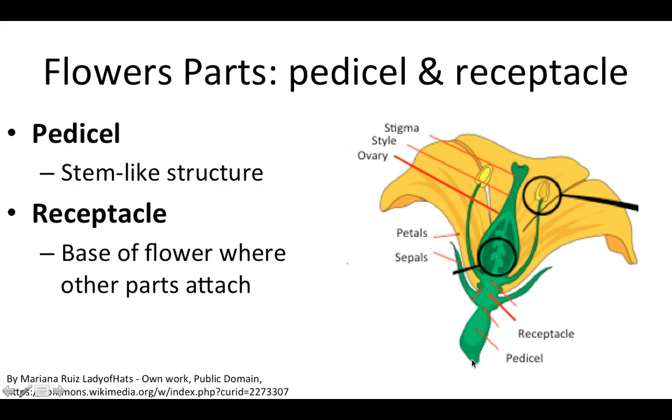So if we start down here at the very base, we have a stem-like structure that leads to the flower. This is called the pedicel. And then there's a basal part of the flower to which all other flower parts attach, including the sepals, the petals, the anthers, and the carpel. So this basal tissue is called the receptacle.